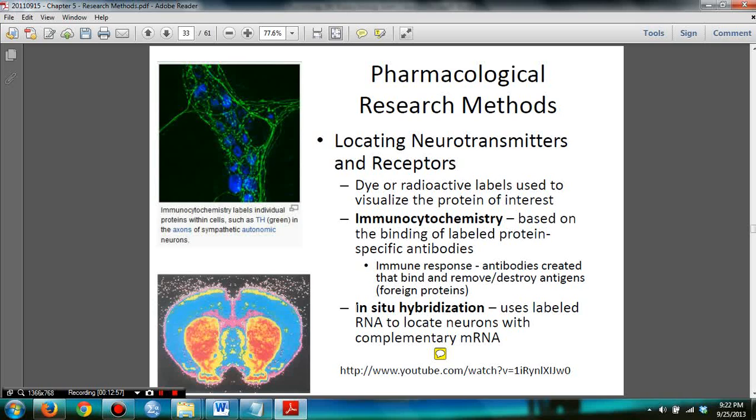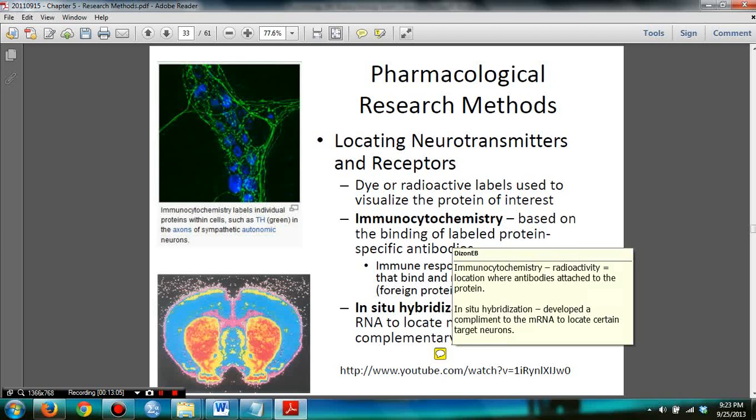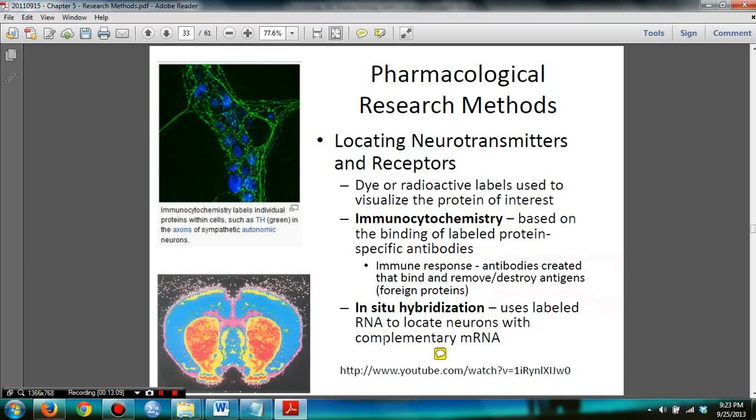And in situ hybridization uses labeled RNA to locate neurons with complementary RNA. And here's my side note.